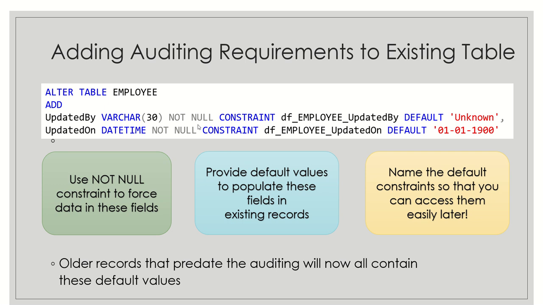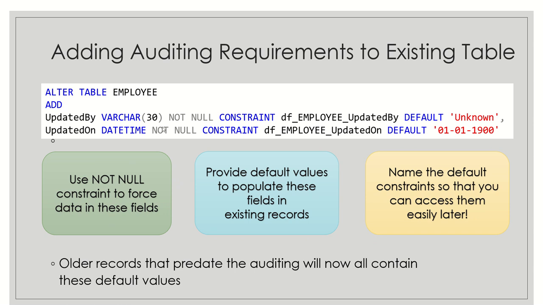So here's an example of adding auditing requirements to an existing table. In this example, we're adding 2 more fields to our employee table. So I've combined them into one alter statement. We're adding a field called updated by. That would be the name of the user that performs an update statement.